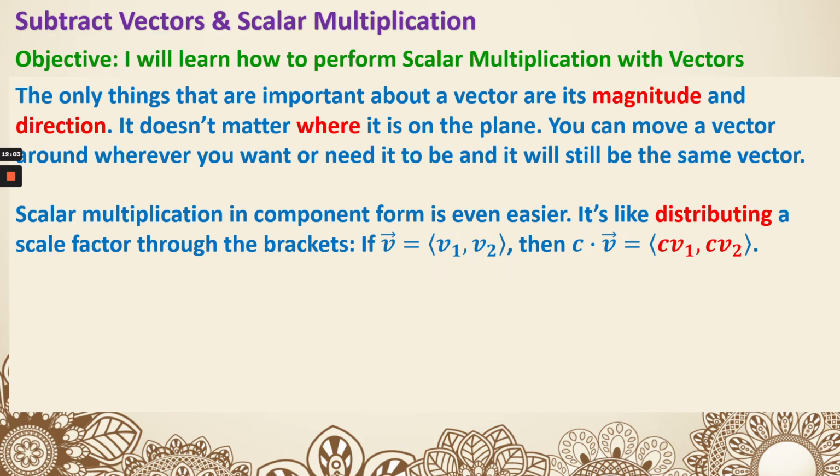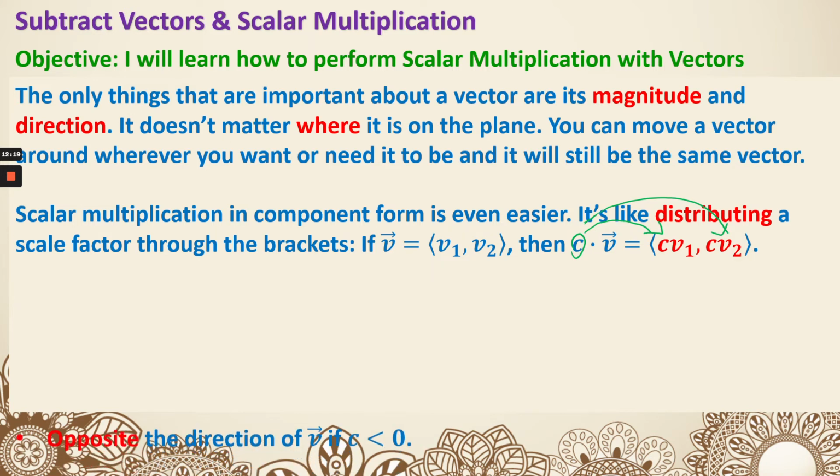It's like distributing a scale factor through the brackets. Just like what we did with the prior knowledge for a matrix, this is the same. All you need to do is look at the number in the front, give it to all the components inside the vector. And that's it.